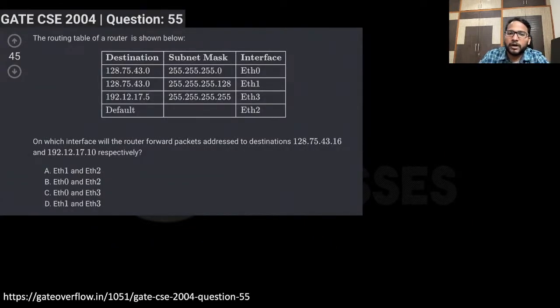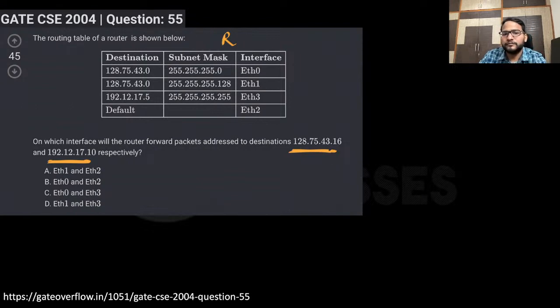The routing table of the router is shown below, with destination, subnet mask, and then you need to check the interface, right? Since interfaces are different, you cannot do anything. They are just asking, if the destination address is this, and then the destination address is this, on which interface you will forward. This is not a supernetting question, but can you do the supernetting at this router? Let me know quickly. Answer is no, right? You cannot do the supernetting at this router.